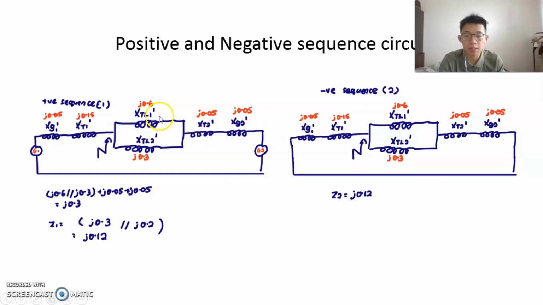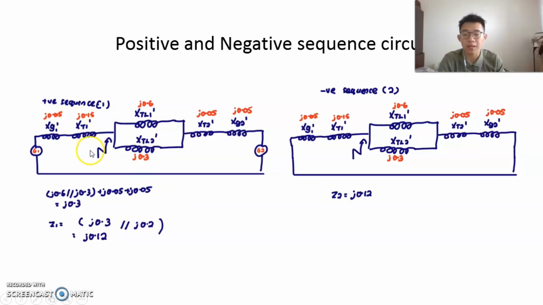As we can see here, both the transmission lines are parallel. So J0.6 is going to be parallel with J0.3, plus both the impedances here, which are in series. So we are going to get a value of J0.3 ohm for the right side part of the circuit. And for the left side of the circuit, basically it's going to be 0.05 plus 0.15. It's going to be J0.2.